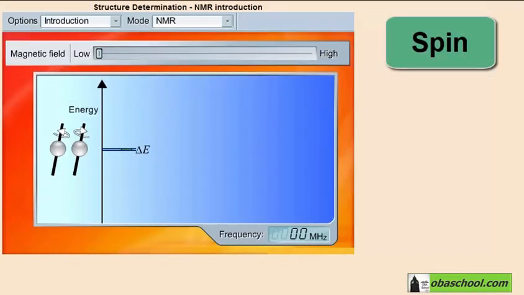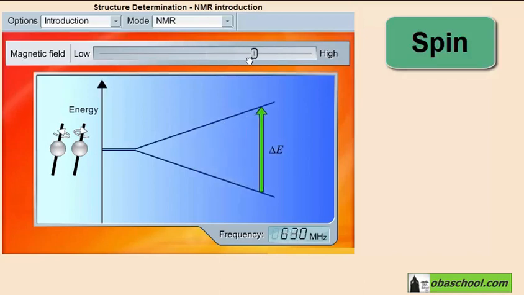So let's increase the strength of the magnetic field and examine the difference in energy, delta E, between them. So now we will increase the strength of the magnetic field. Notice how the difference in energy is increasing. So delta E is becoming greater. So if we decrease it, delta E will decrease. And if we increase the magnetic field, delta E will increase.